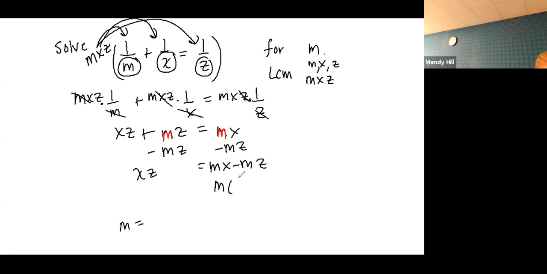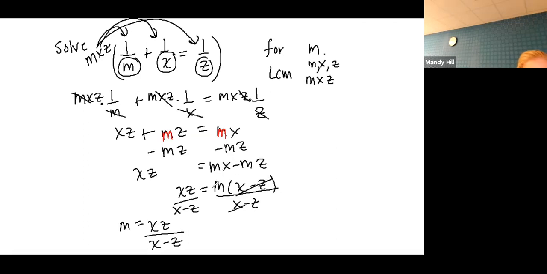I can pull that m out. There's an m in both of these terms, so I can pull an m out of both of those. Now I can get rid of the x minus z by dividing by it, just like we did in the last problem. Those are going to cancel out, and I'm going to get m is equal to xz over x minus z, which would be my final answer. So when you get this, you want to see if you can get them to factor out, because if you do, then you're going to be able to isolate that variable and get it by itself.